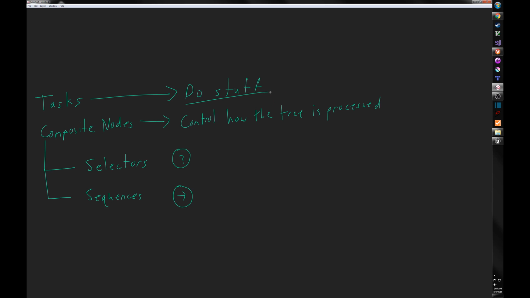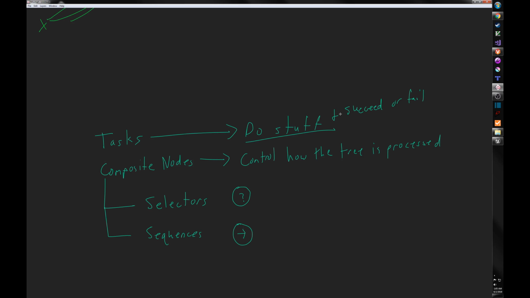Tasks do stuff, and they can succeed or fail. In fact, you should really think about it. A better statement is to say nodes can succeed or fail. That's a really important thing to comprehend and to understand. Nodes can succeed or fail.